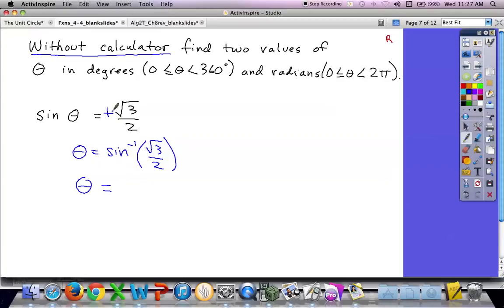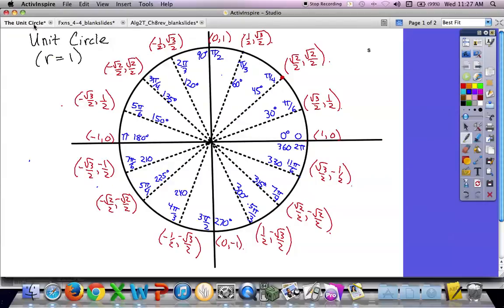So we need to be thinking about in which two quadrants would you expect to find angles where sine equals a positive number. And since sine is the y coordinate, that would be in quadrant 1 and quadrant 2. So looking from here all the way around to here, we're looking for two angles where the sine, the y coordinate, is square root of 3 over 2. And we find it here, that looks like 60 degrees or pi over 3. And here, 2 pi over 3, 120 degrees. So that's our answer.